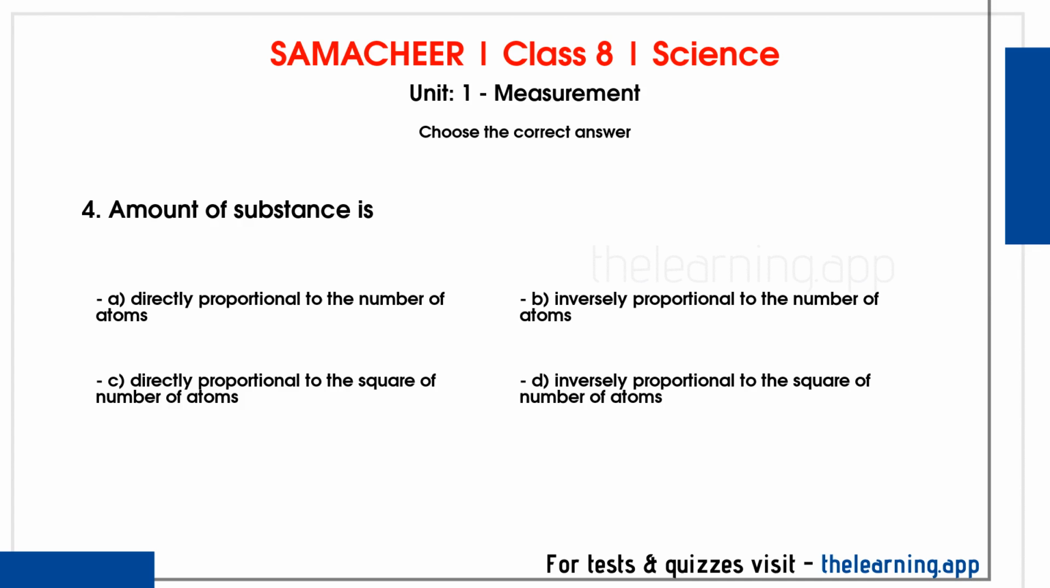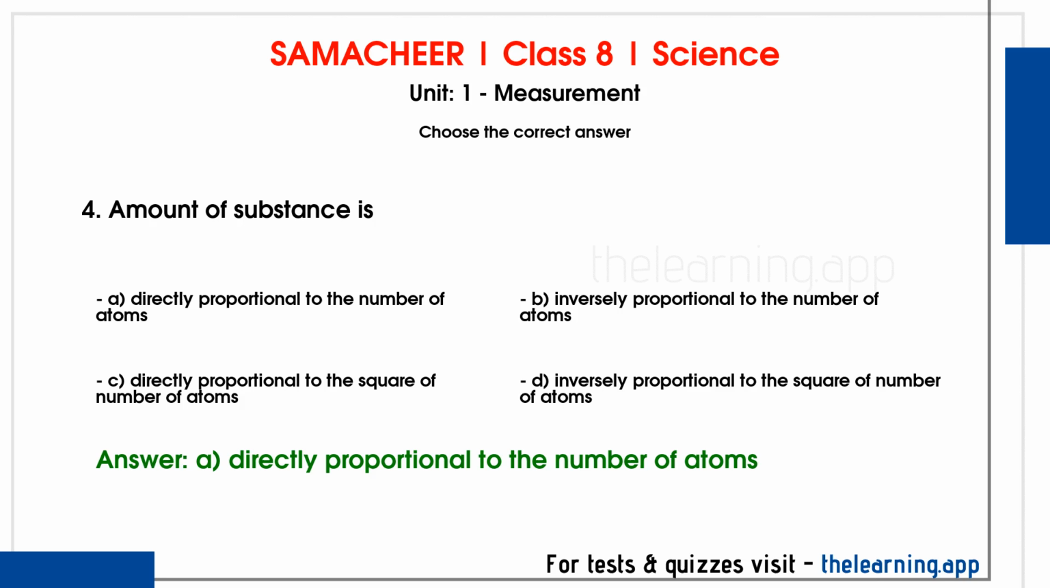Question 4. Amount of substances. Options are A. Directly proportional to the number of atoms, B. Inversely proportional to the number of atoms, C. Directly proportional to the square of number of atoms, D. Inversely proportional to the square of number of atoms. Correct answer is A. Directly proportional to the number of atoms.